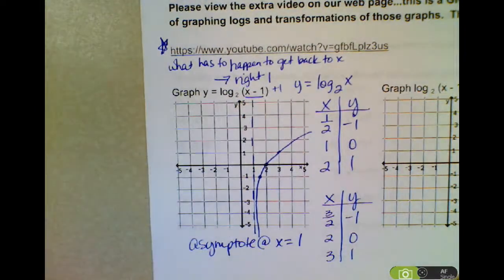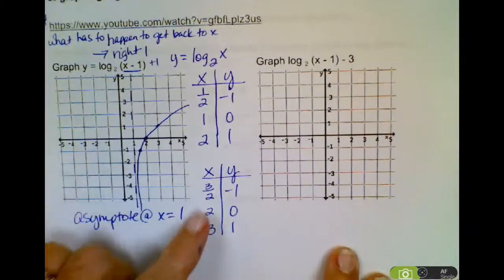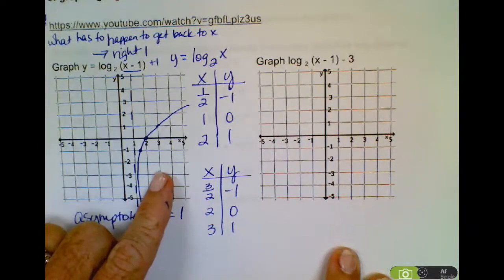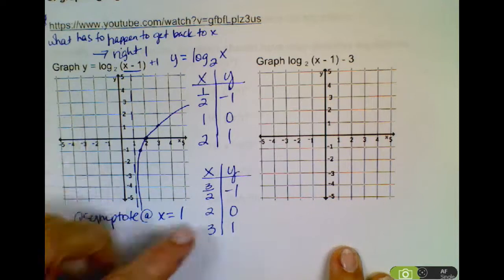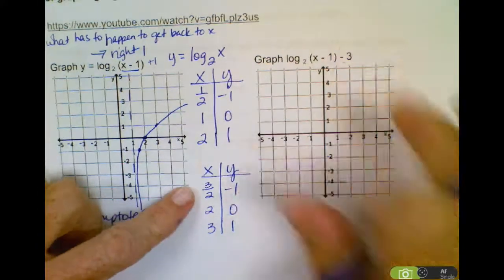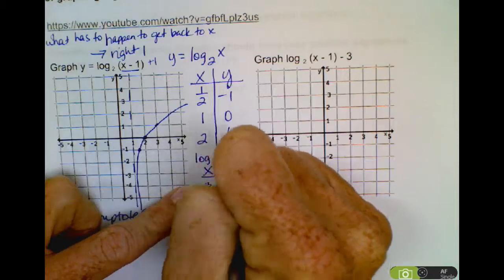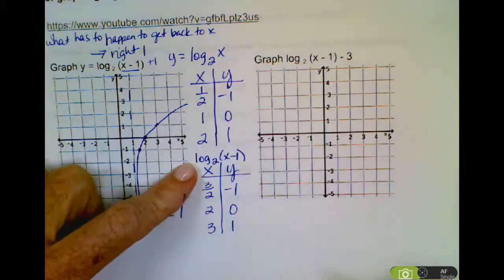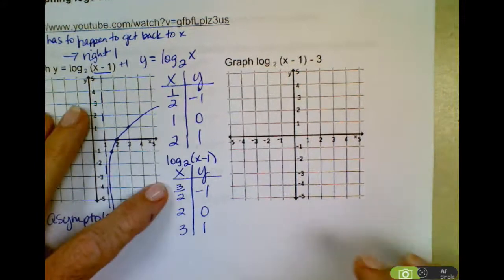If you guys remember graphing absolute value, that was the same thing. If it was within the parentheses with the x, it was a shift horizontally of the opposite of what you see. Okay, so now let's look at log 2, x minus 1 in parentheses, minus 3, and see what happens there. So now we can use this. This is our graph. These are our points for log 2, x minus 1.